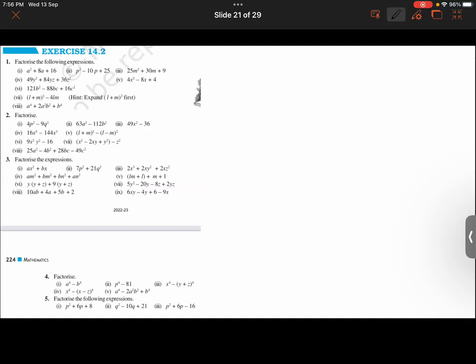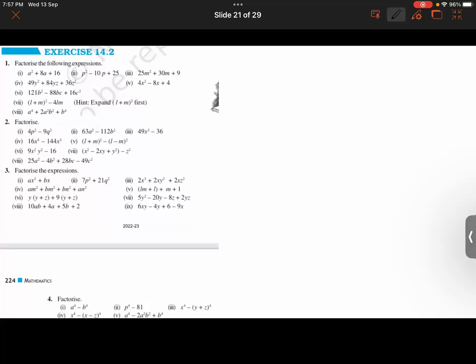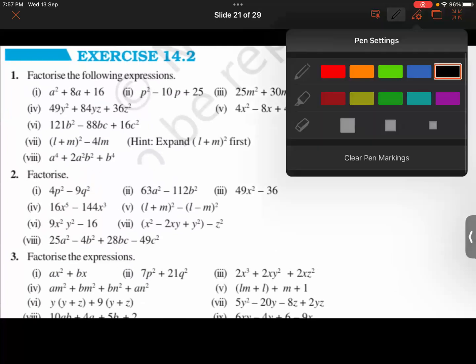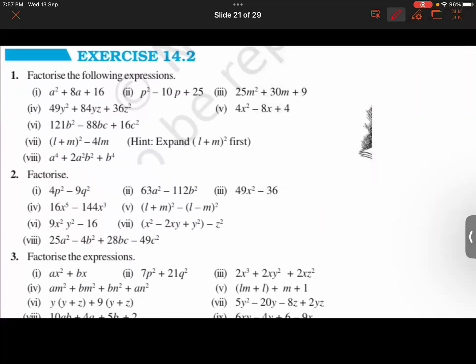Exercise 14.2. See, these questions are very simple, okay, and can be solved using the regrouping method as well as the identities. All right. Ahmed here? Yes, sir. Okay, guys, see exercise 14.2 and solve some of the questions in this one. I'm marking the questions. Question number 6. Okay, question number 5 and question number 7.